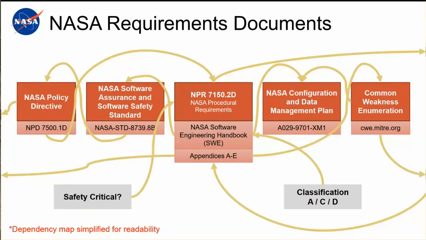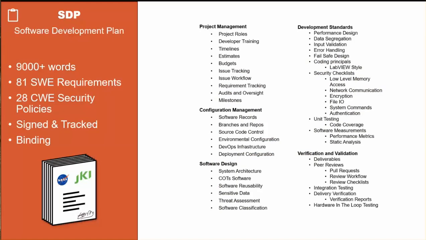But I was also surprised that there wasn't a lot of examples, at least none that were publicly available. So as a part of the first phase of the project, we wrote a software development plan that covered a lot of the software engineering requirements, as well as the security policies. This is a signed and tracked document that becomes contractually binding, where we cover a broad range of topics, from project management to development standards and verification and validation, and define that process.